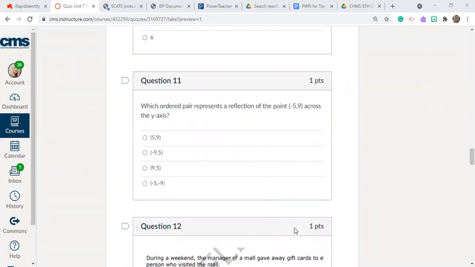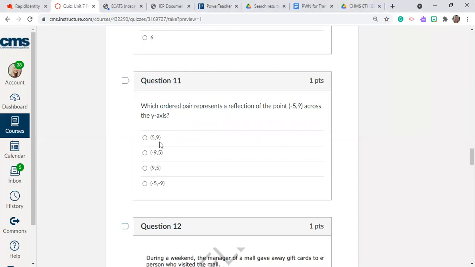Question 11. Which ordered pair represents a reflection of the point -5, 9 across the y-axis? Again, which ordered pair represents a reflection of the point -5, 9 across the y-axis? So the first thing you need to do is on your graph paper, go ahead and plot the point -5, 9, and then reflect it across the y-axis to find out which point you land on.